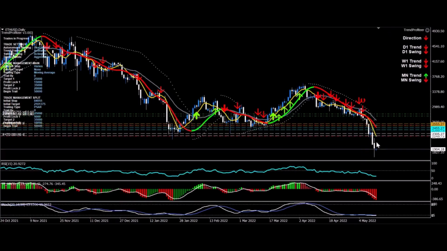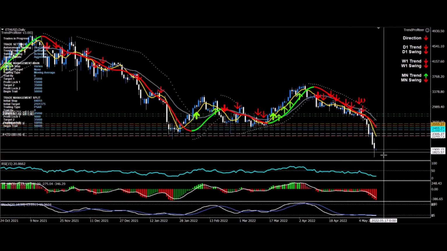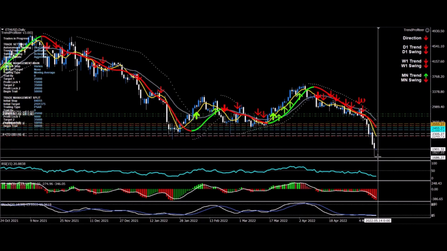Okay, so price has just absolutely crashed. It's currently sitting at 1900, but it got down quite a bit lower, down to around 1700.